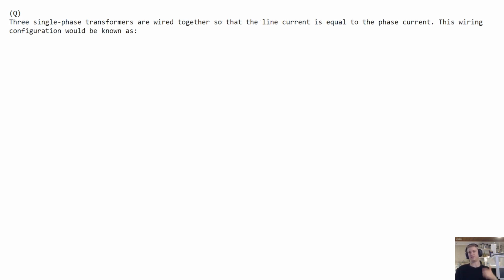Next, 3 single-phase transformers are wired together so that the line current is equal to the phase current. This wiring configuration would be known as, okay, and I didn't explain this on any of the other ones, but it's good to really just kind of blank out all the extra stuff that they're giving you and look at one simple thing and take it from there. So they're saying line current is equal to the phase current. What wiring configuration is that? And of course that would be a Y configuration.